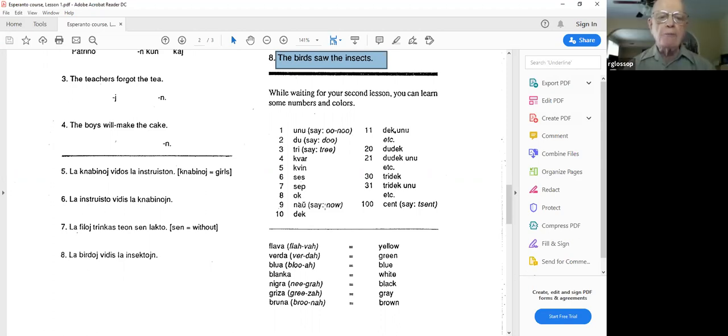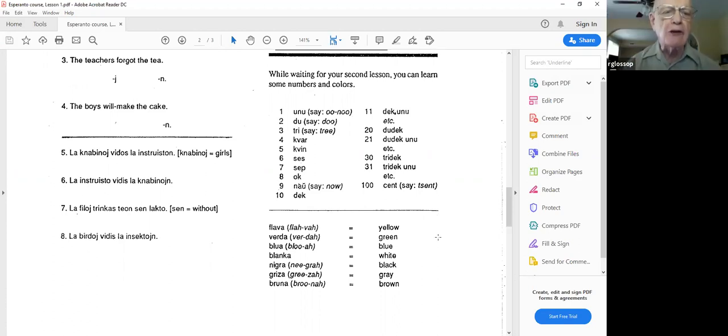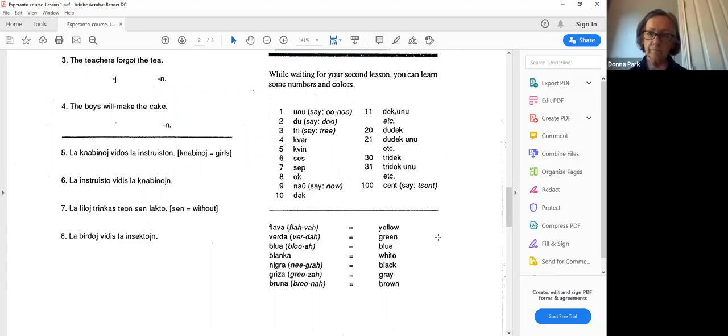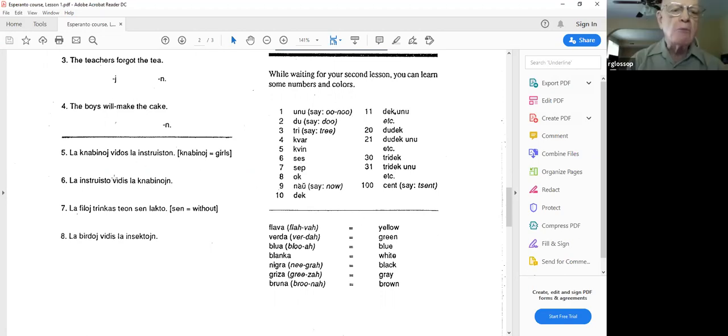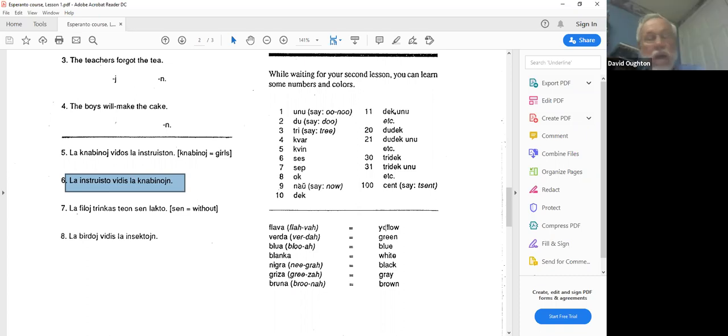Dave, can I interrupt just for a moment? Sure. You've been doing an excellent job of explaining everything, but there's a problem in the lesson itself. Look at number 6. La instruisto vidis la knabinojn. What would happen if you did not have those two la's in there? How would you translate instruisto vidis knabinojn? How would you translate that into English?